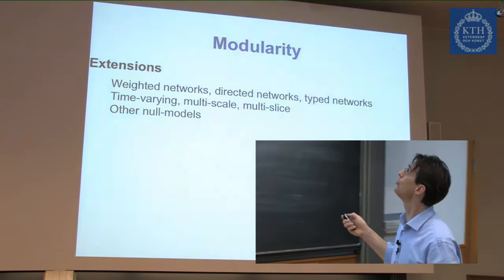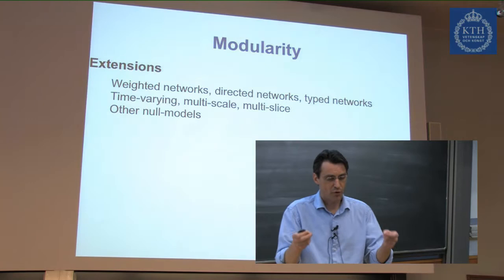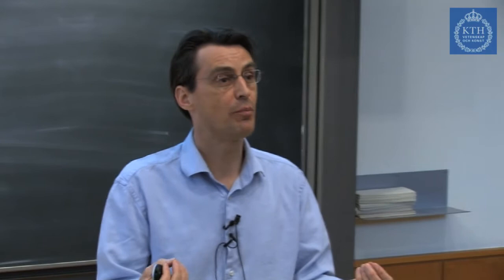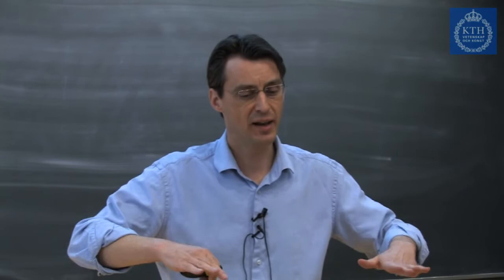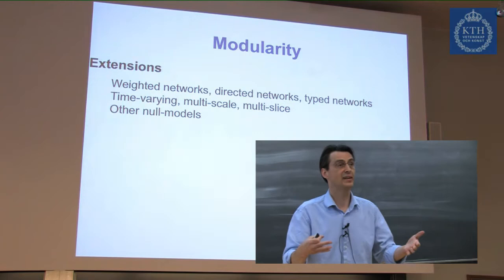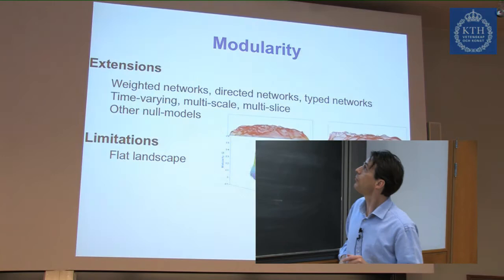And then you can also consider other null models. In this case, the null model I had was that I expect a number of edges that is proportional to the product of the degrees. But I could have additional information about the nodes. For example, if these nodes are distributed in the plane, it could be that two nodes that are close to each other are more likely to be connected. And so I could take that into account in defining the expected number of edges between two nodes. Okay, so the null model could be different from the one I've presented here, so all these can be taken care of. There are also a number of limitations for modularity.